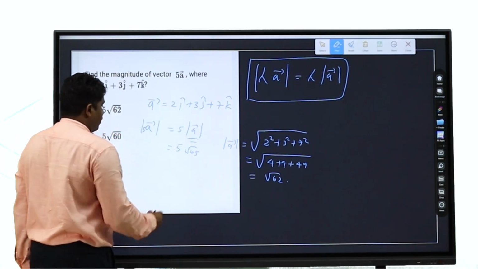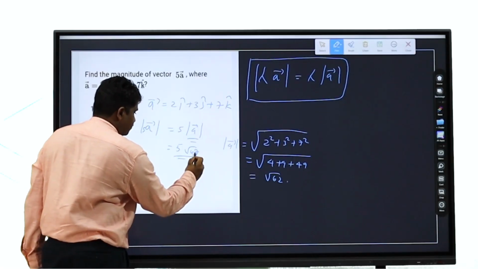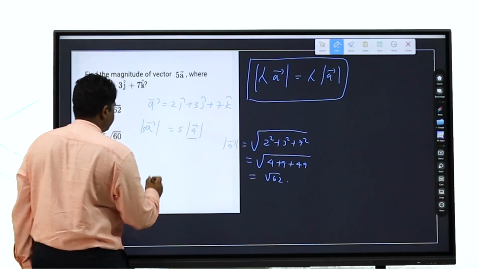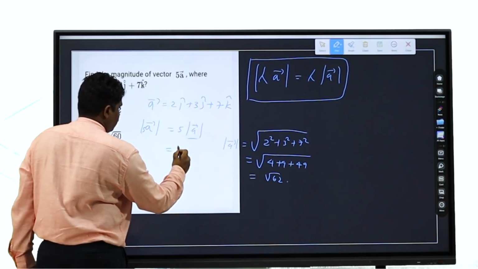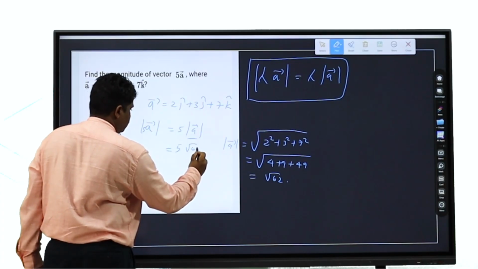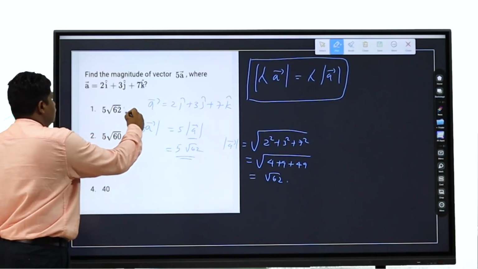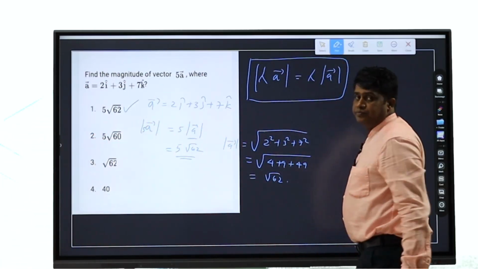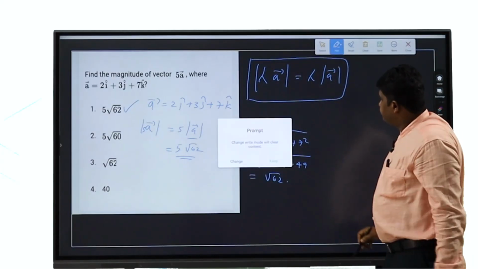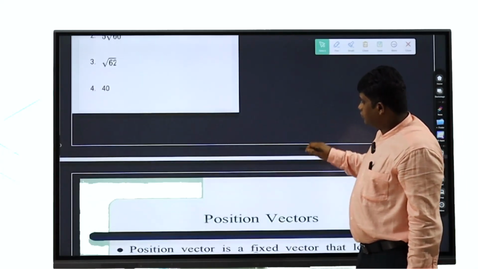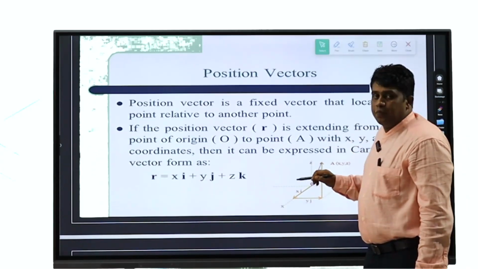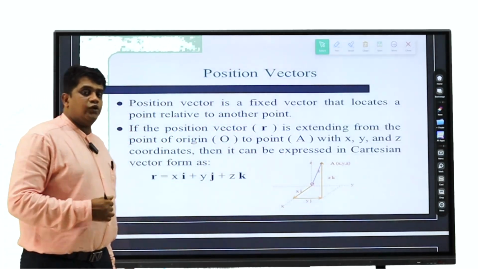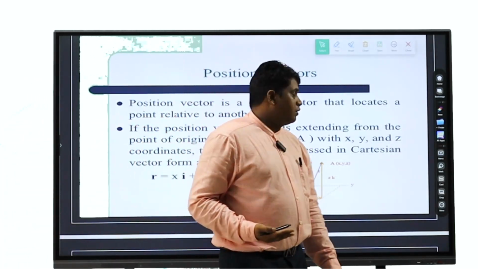Then we can replace magnitude of a by root 62. What is the magnitude of 5a? 5 root 62. Here it is 62. 5 into root 62, the first option is correct. Then we have already studied the position vector. A position vector is a fixed vector which locates a point with respect to another point. Usually it is the origin.